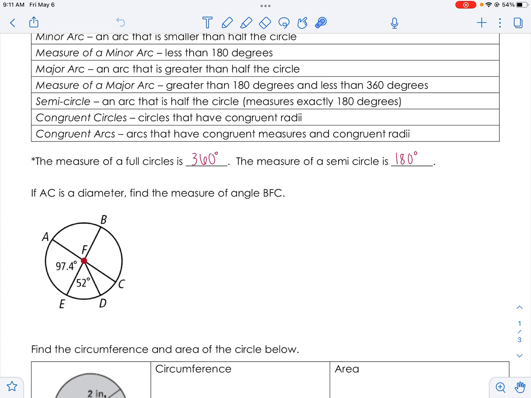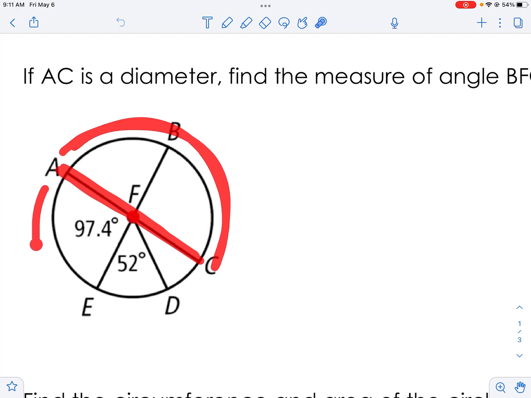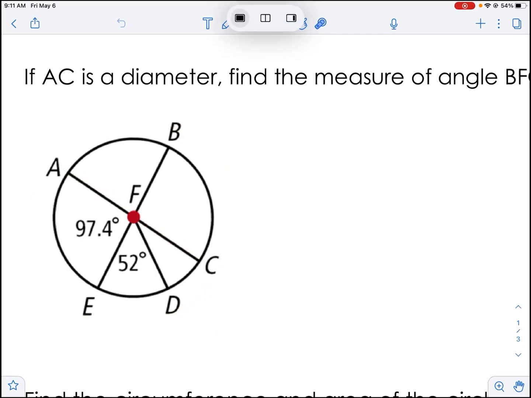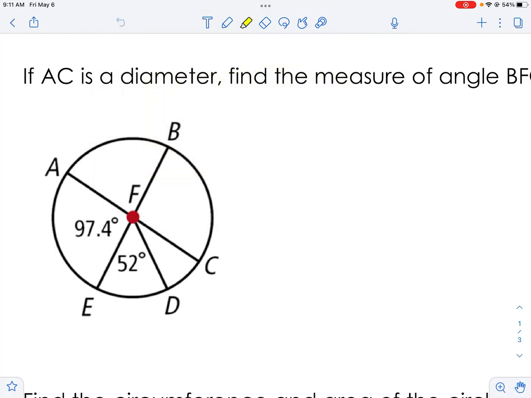So taking a look at this particular example, it says if AC is a diameter. Well, that's important to know because if that's the diameter, then that cuts the circle so that this part is 180 and this part is 180, because the measure of a full circle is 360. So wherever that diameter is, AC is the diameter, that diameter is going to cut this circle so it's 180. And you'll typically have more than one diameter. In fact, I see another one. I see B to E is also a diameter.